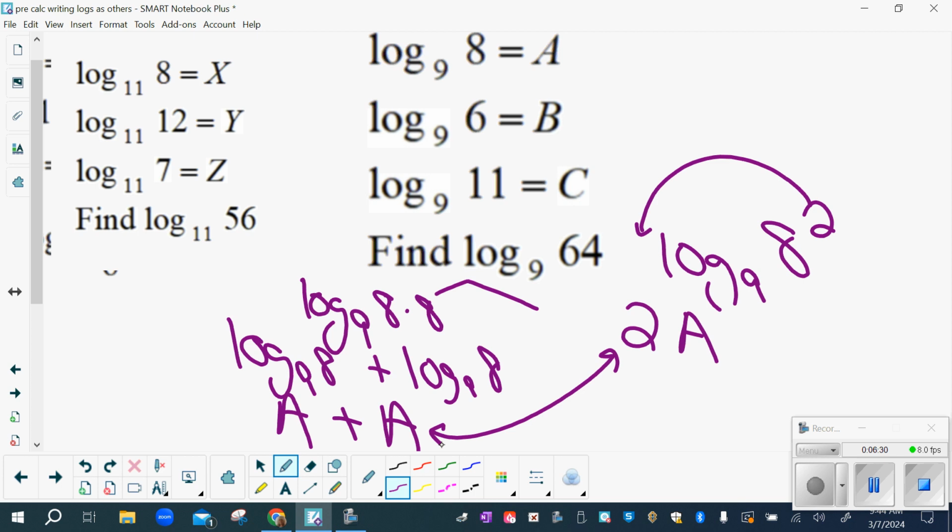But here's what it's not. Careful, guys, everyone's watching me. Not A squared, right? It's A plus A or 2A, but not A squared. That exponent comes down. That's the common mistake.